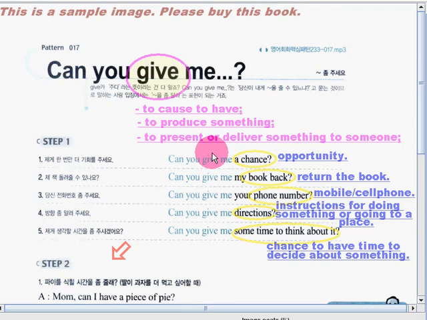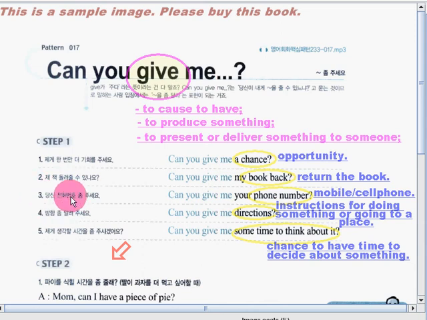And how can you answer this question? As you can see, this is a can question, so you can answer with yes, you can, or no, you can't. Or yes, I can, or no, I can't. So, let's go into number 2. Can you give me my book back? You can ask this of people who haven't returned your things in due time. Book back means to return the book. So, can you give me my book back?